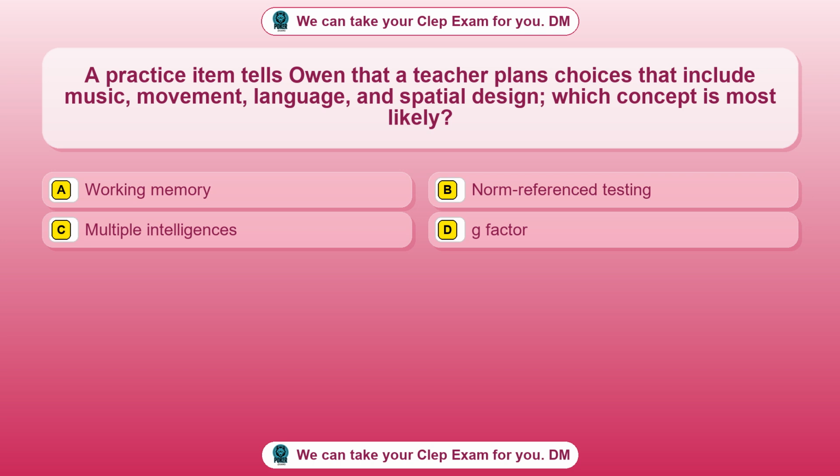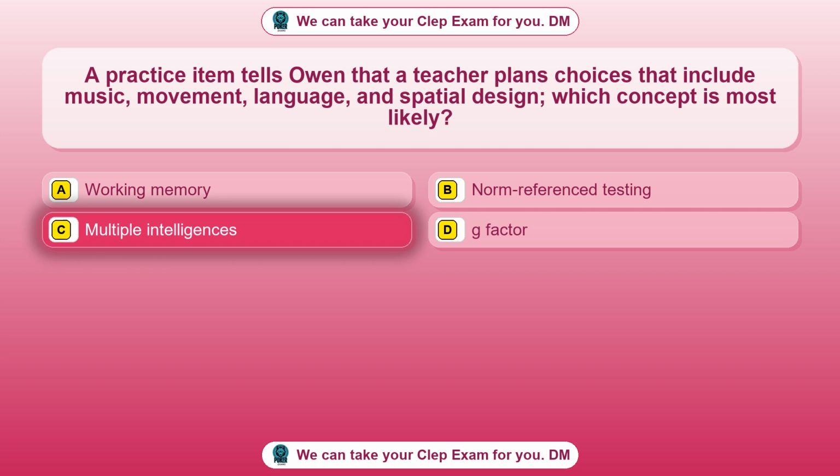Question 24. A practice item tells Owen that a teacher plans choices that include music, movement, language, and spatial design. Which concept is most likely? Option A, working memory. Option B, norm reference testing. Option C, multiple intelligences. Option D, G factor. The correct answer is option C.